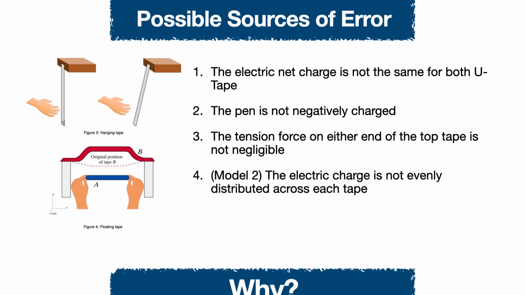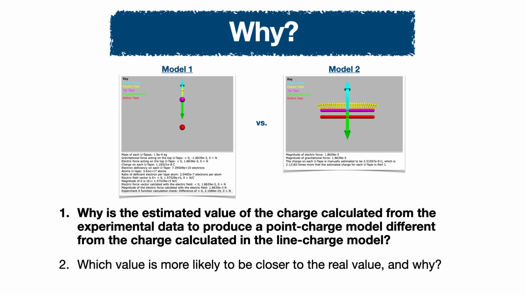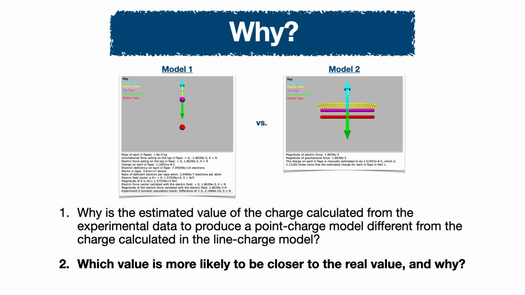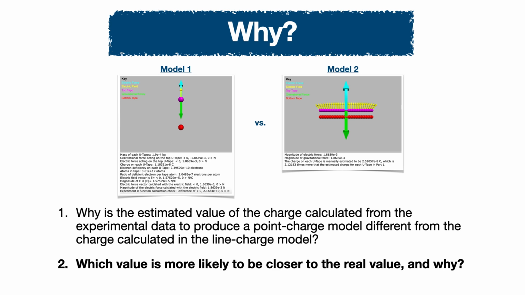The estimated value of the charge is different between Model 1 and Model 2 because all the charge for each tape was concentrated into a single point charge with one separation distance in Model 1, while the charge is evenly distributed in Model 2 with different separation distances between the charges of the top and bottom tape. These differences in separation distance in particular had a large effect on the estimated charge because separation distance is squared in the denominator of the electric force formula. Between the two, the estimated charge found in Model 2 is likely to be closer to the real value because tape is made of more than a single point.